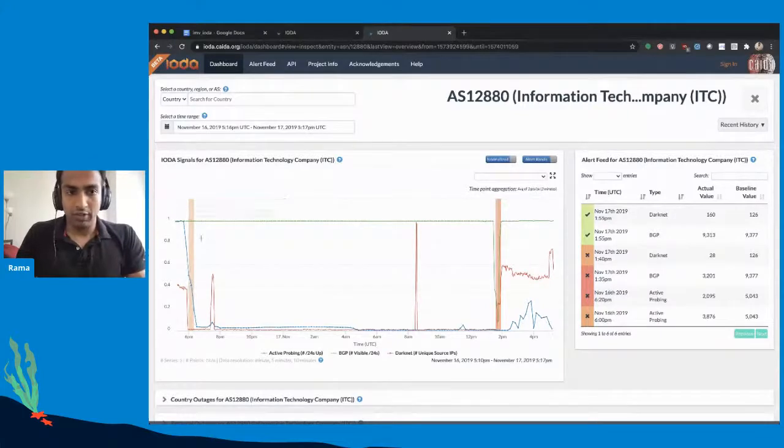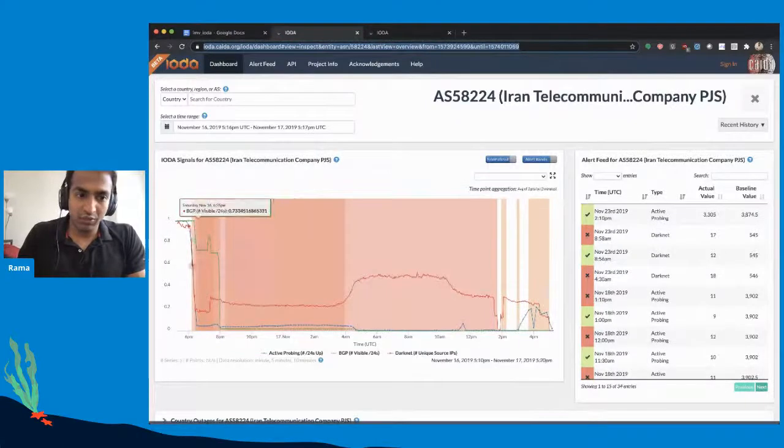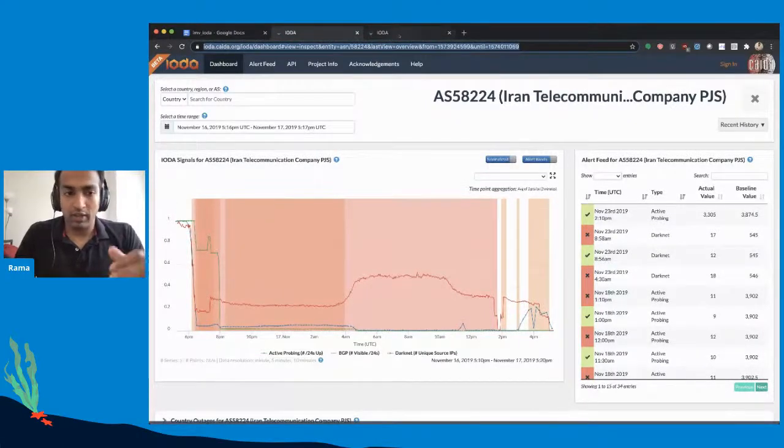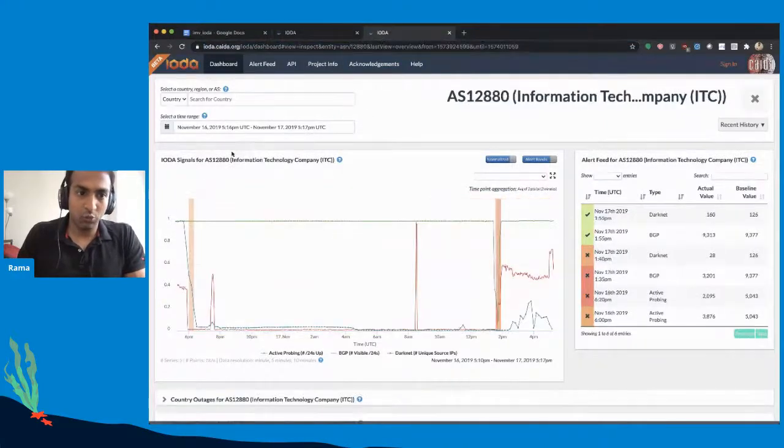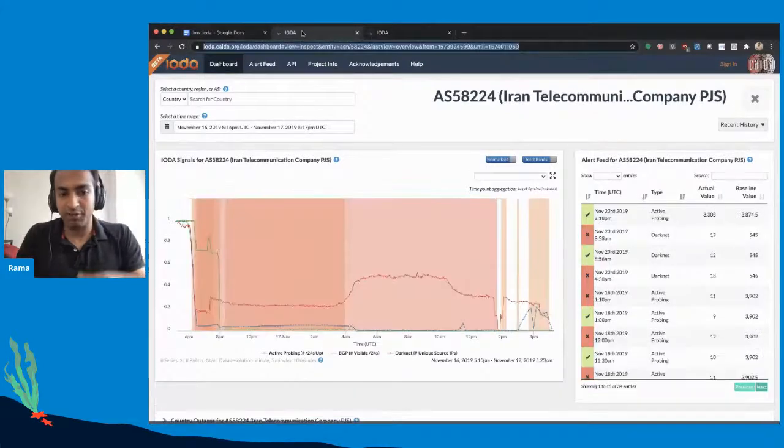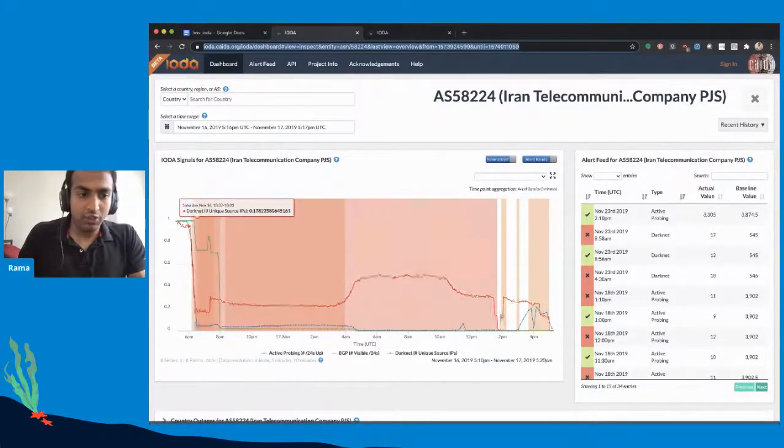Okay, so now we looked at these AS level differences in which signals were affected, but let's also highlight one of the differences in how the timing patterns of these signals shows us some evidence on perhaps the government orders that were issued to these different networks. This is because these 2 networks, AS 58224 and AS 12880, are fixed line networks, and they tended to have outages that began at 6 p.m.